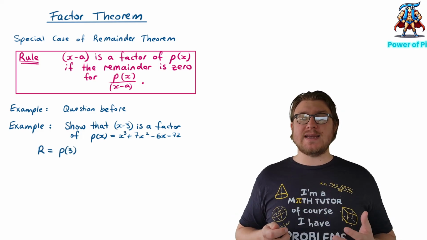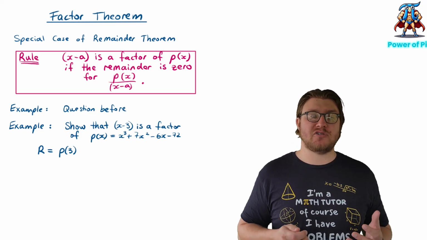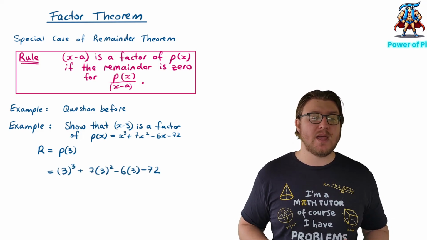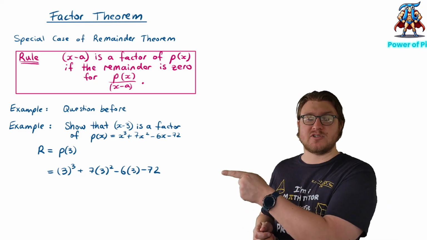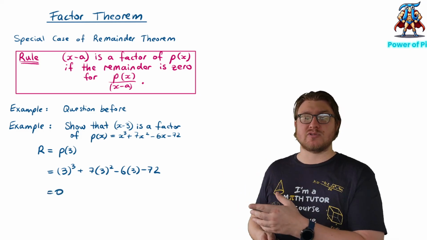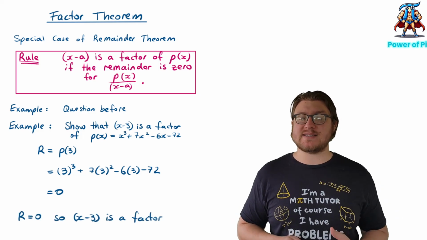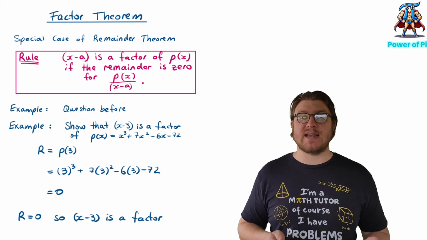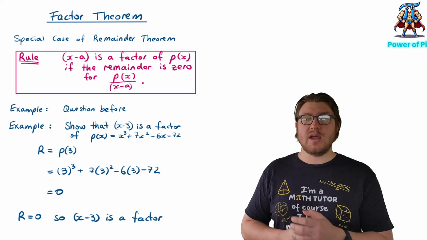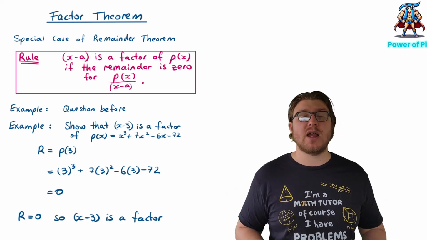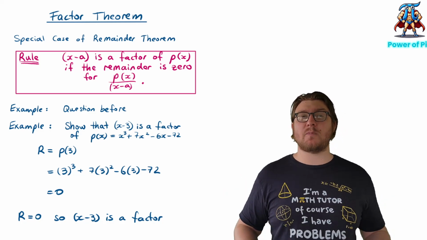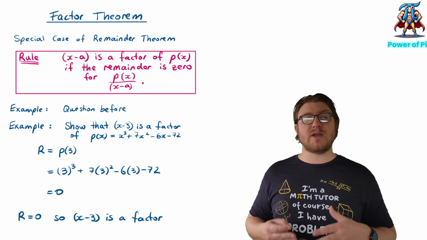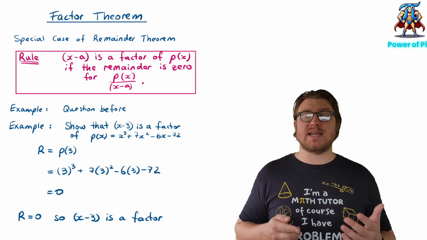So the remainder is equal to substituting in 3 into our polynomial. Here's the values that I've substituted in, and we get equal to 0. Well, fantastic. The remainder is actually 0, so yes, x minus 3 is a factor. If this number was anything else but 0, then x minus 3 would not be a factor, because again, we require that the remainder is 0.